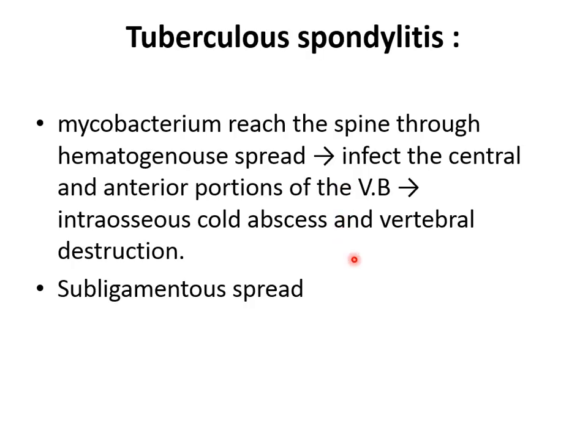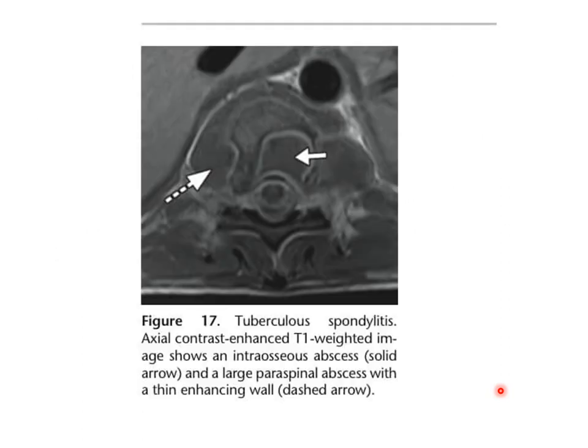Musculoskeletal, we have spondylitis. The mycobacterium reaches the spine through hematogenous spread and infects the central and anterior portion of the vertebral body. It will cause intraosseous abscess and vertebral destruction. Like this. This is the vertebra, axial section. This is the abscess with rim enhancing, and paraspinal abscess.